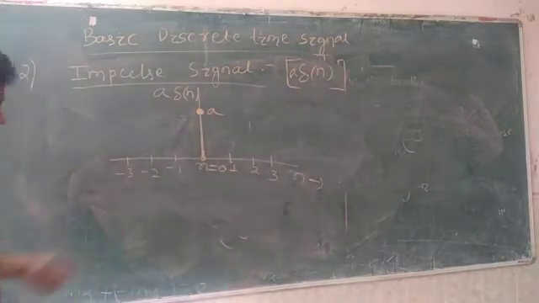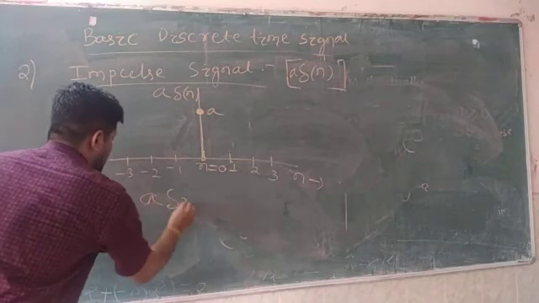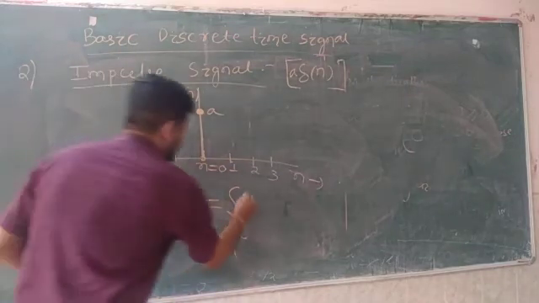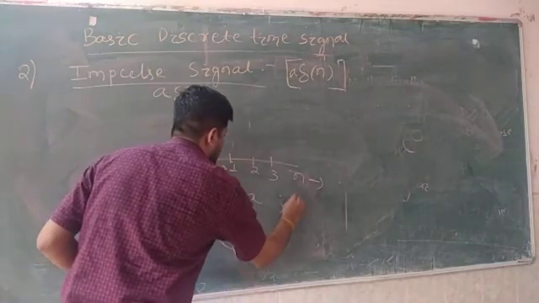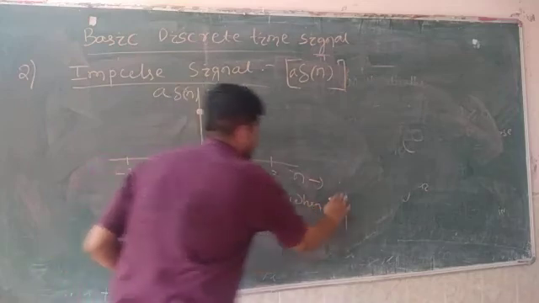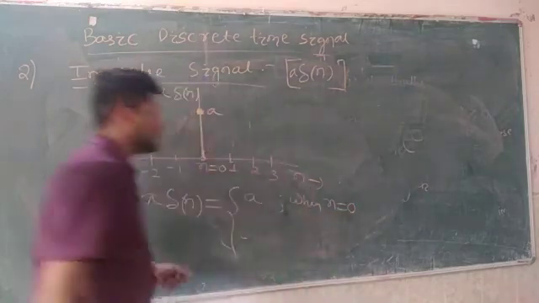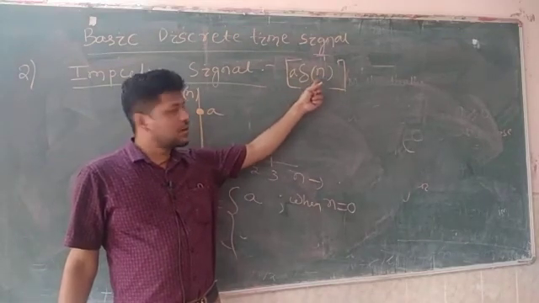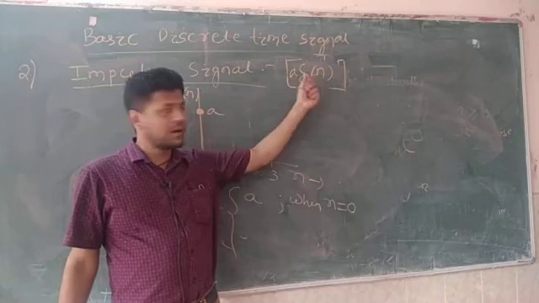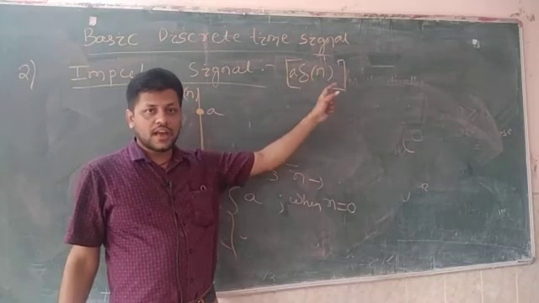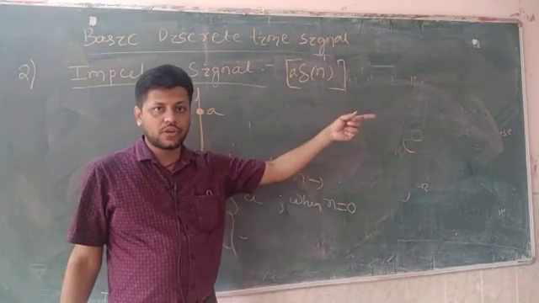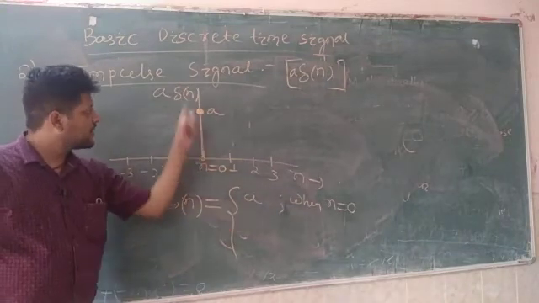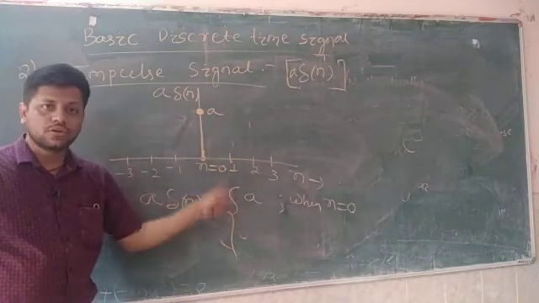Then how to define this mathematically? That is A del of n is equal to A when n is equal to 0. That means inside this bracket, you have to see this bracket. Here n you can equate to 0. Always you have to equate whatever is present inside the bracket to 0, and that will give you the impulse at that point only. So here n is equal to 0, we will have the area A, here the height will be A only at origin, n is equal to 0.